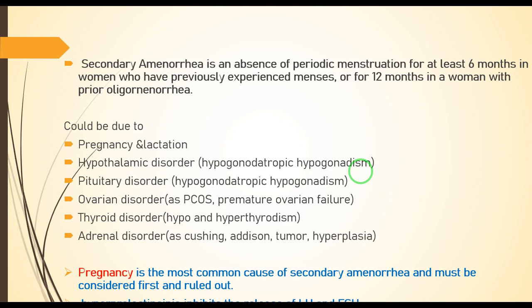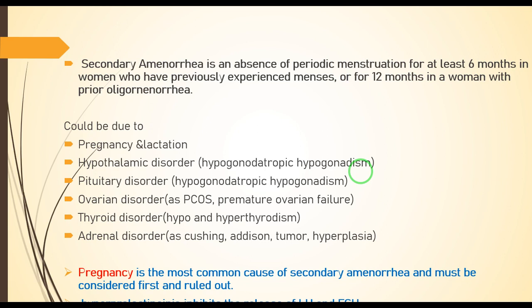Sometimes it is an ovarian disorder. In this condition the cause is hypergonadotropic hypogonadism, and the patient, for example, either has premature ovarian failure, which is the failure of the ovary to perform well before the menopause, or sometimes the ovarian disorder in the case of polycystic ovarian syndrome is a cause of secondary amenorrhea, and we will talk later on how we can use the hormonal analysis to diagnose polycystic ovarian syndrome.